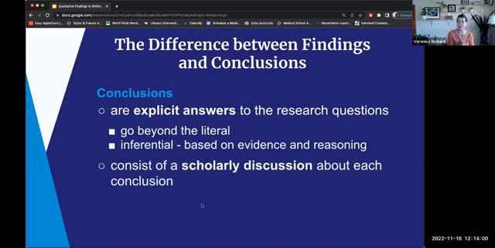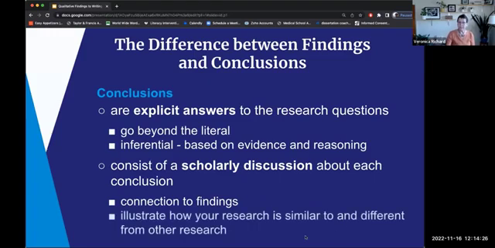Conclusions consist of a scholarly discussion about each conclusion. And we present the answer, we explain the data that goes with that answer or that's associated with it, and then we position ourselves within the other research. And I'll give you an example of this here in just a minute. This is where we connect to the findings and we illustrate how our study is similar to and different from other research. And this is where, think of your conclusions as you are now the expert.